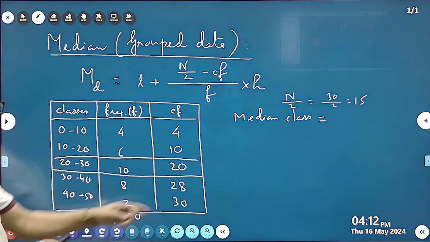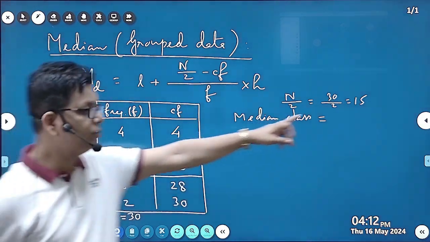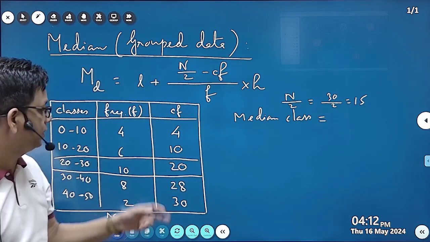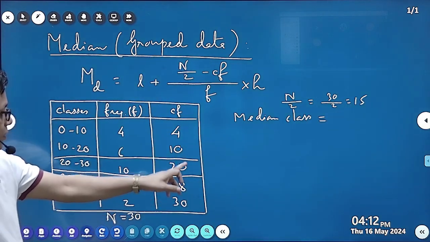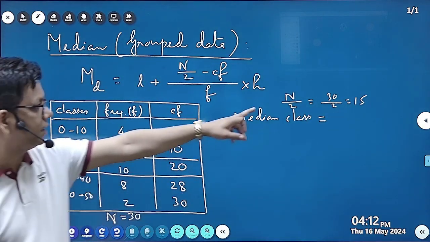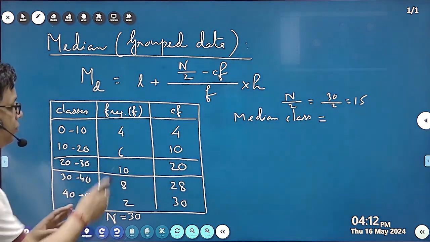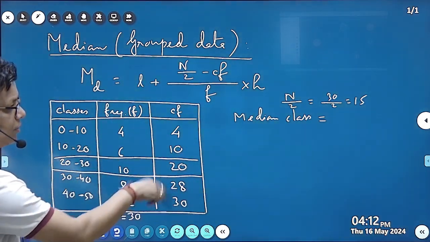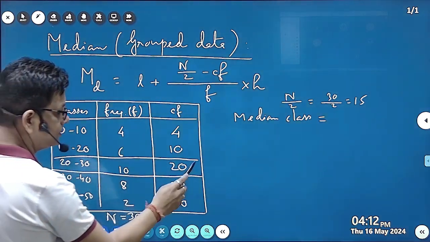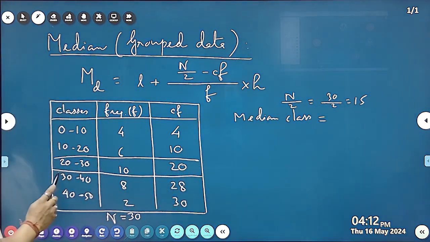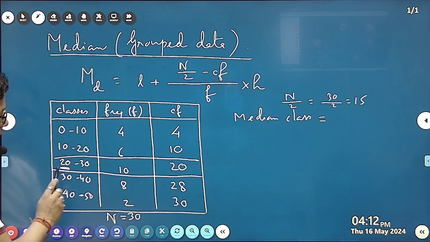Did you understand from where we picked up this 20? N by 2 is 15. Nearest to 15 and greater. So 20, 28, 30 are all greater than 15, but the nearest one is 20. You don't look for this in frequency, we look in the cumulative frequency. So 20 is there. For the 20, which class is there? This lower limit is L.